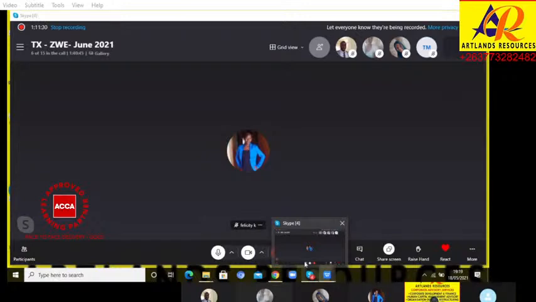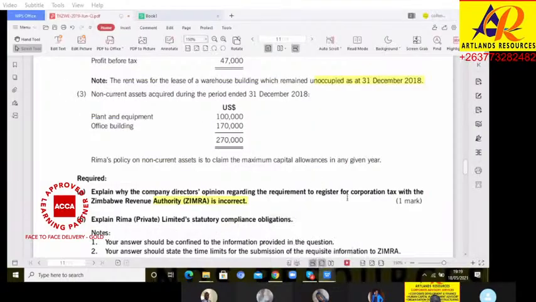So they are saying they will register after 18 months. Sorry, flu is taking a toll on me today. Clearly, they are not doing it right. We will not register within 2 weeks, and we will not register within a month maximum. So I hope I'm going to explain why. Under the Commissioner or tax act, you register for corporate tax, get your BP number and so on, within a maximum period of 1 month. Now, explain Rima's statutory obligations.